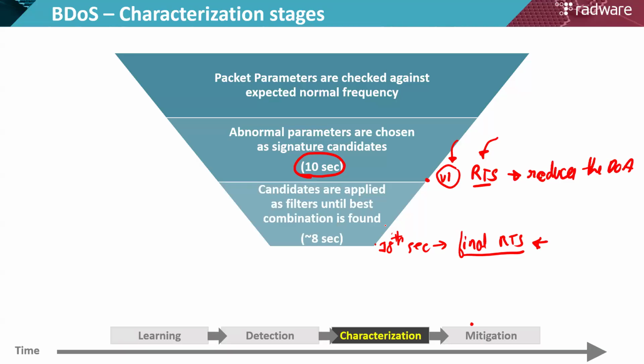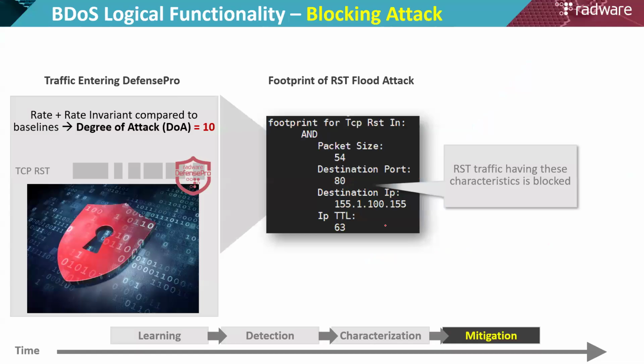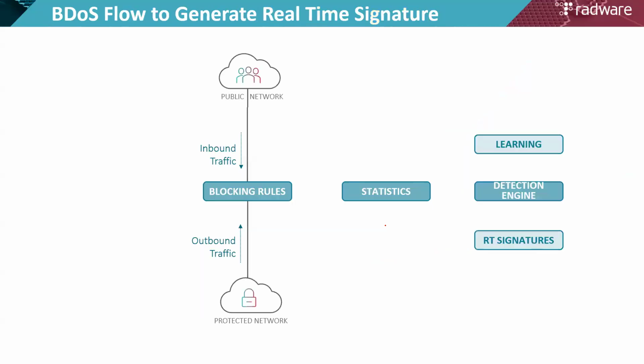Even before the 18th second, you can still reach the final RTS, depending on the number of parameters learned. Once this final RTS is created, we will be applying that RTS to the attack traffic, and the attack would be mitigated by the Defense Pro device. So this is how the flow works.